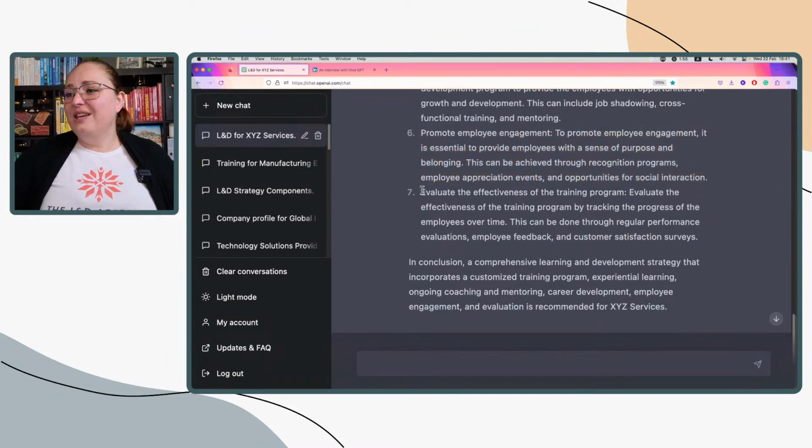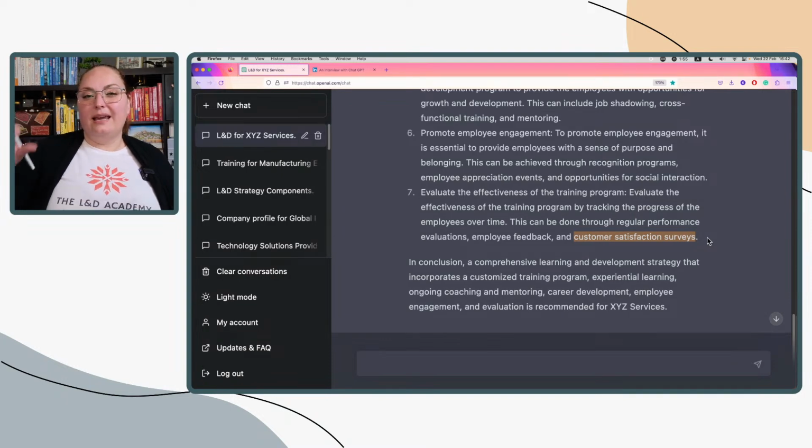Great. Evaluate the effectiveness of the training program by tracking the progress of the employees over time. This can be done through regular performance evaluations, employee feedback, and customer satisfaction surveys. So interestingly enough here, it does include this customer satisfaction survey, and I'm wondering if it's actually taking into consideration the fact that this is a customer support or customer services company, or if it's just saying that because it read it somewhere and now it just makes sense to include it here.